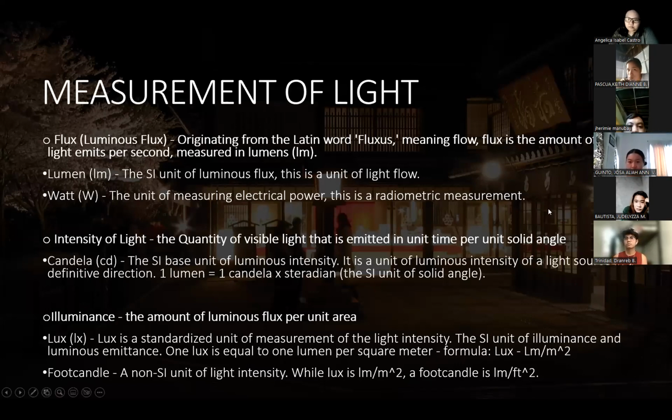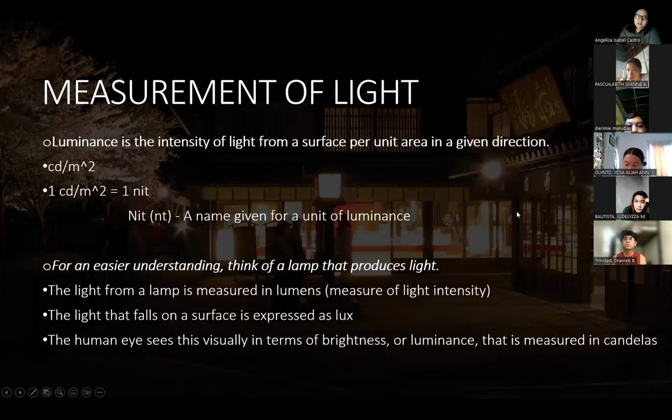Okay? Let's move on. Luminance. Luminance is the intensity of light from a surface per unit area in a given direction. You don't even have to remember that. Okay, so I included a simple explanation for an easier understanding. Think of a lamp that produces light. So imagine meron kang source of light. The light from the lamp is measured in lumens. The light that falls on the surface is measured in lux. The human eye sees this visually in terms of brightness or luminance, and that is measured in candela. Gets na?